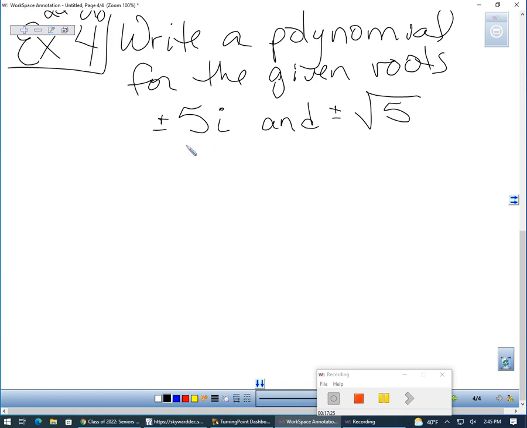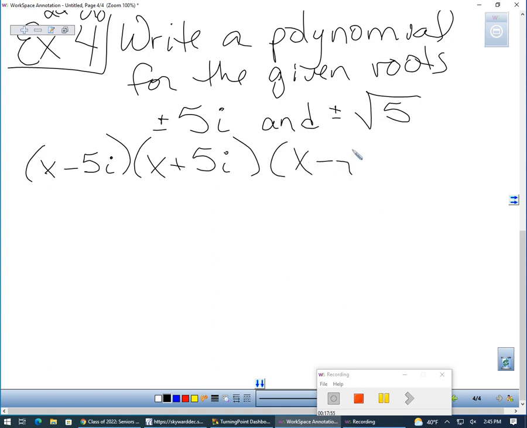So, what is the factor that has a positive 5i? That is x minus 5i. What is the factor that has a negative 5i? X plus 5i. Over here, if I have a positive square root 5, that means I have an x minus square root 5. And if I have a root of negative square root 5, that is x plus square root 5.